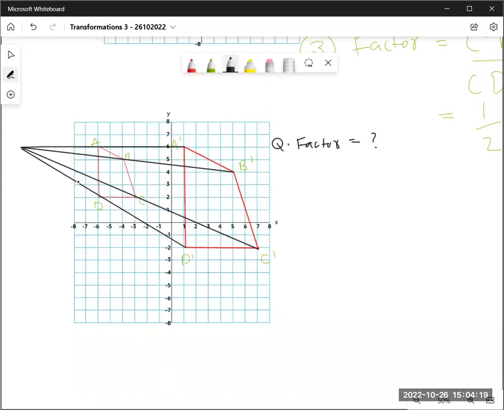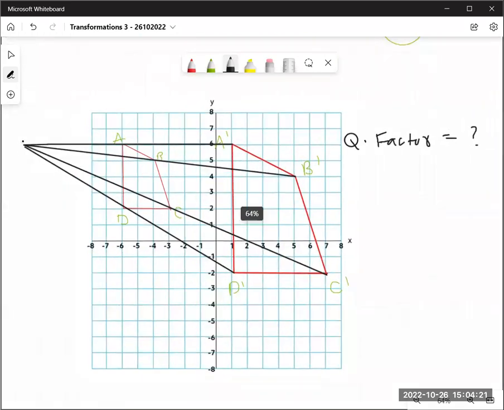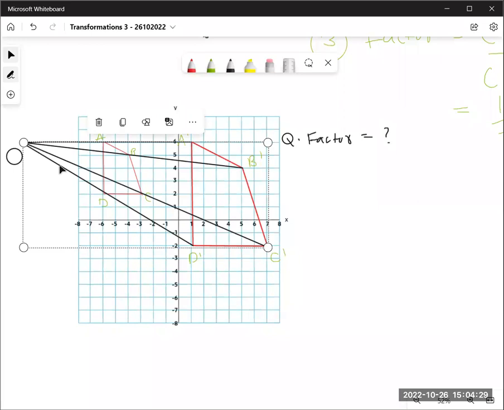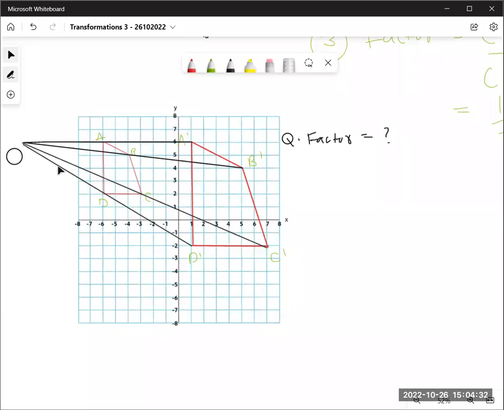All right, now that is the center, but it's out of the graph, so we don't know where it is. We just call it O. Manvi, is that clear? So all you have to do is connect all the points together. You'll get the center. Now next thing is the factor. How do I find the factor? Anas, help me.